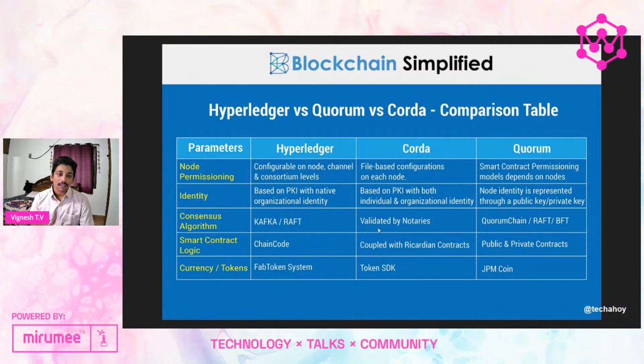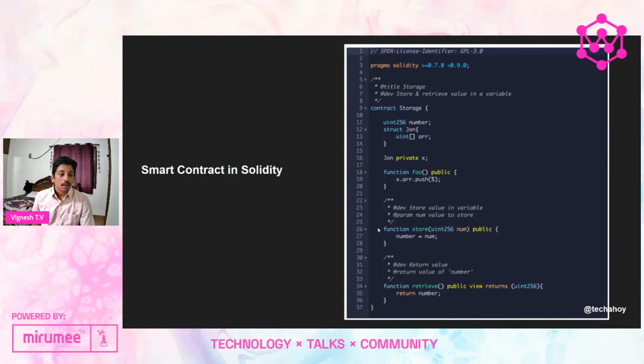The feature set in all these three are almost the same, but the backing is different. So that's why I would ask you to go for Hyperledger if you are going for something else. And just to give you an insight on how a contract looks like, Solidity is the language in Ethereum which is what is used to write smart contracts. So this is how a smart contract looks like.